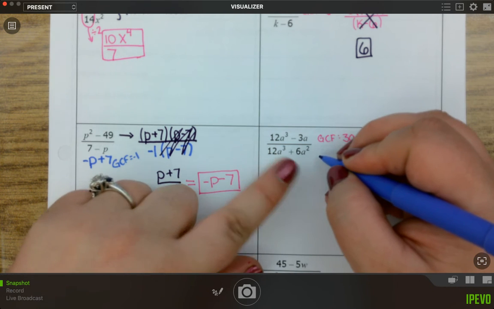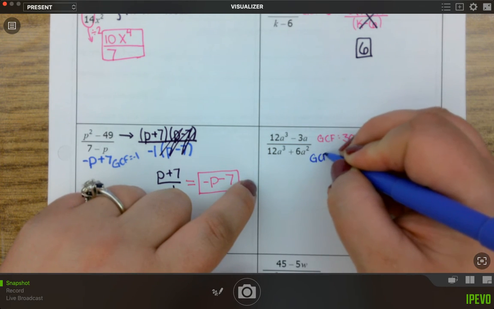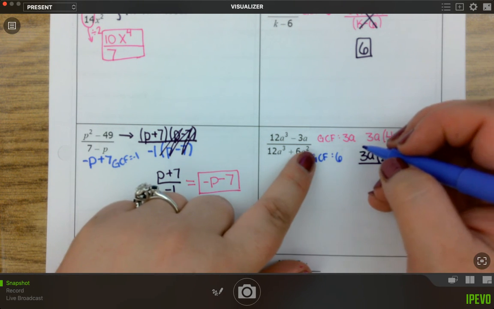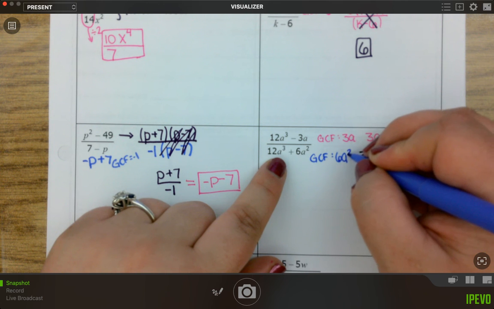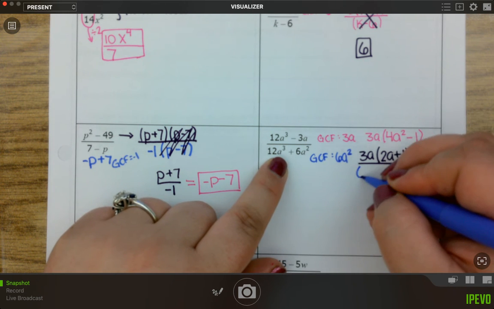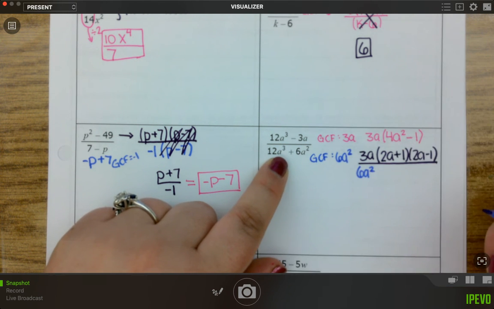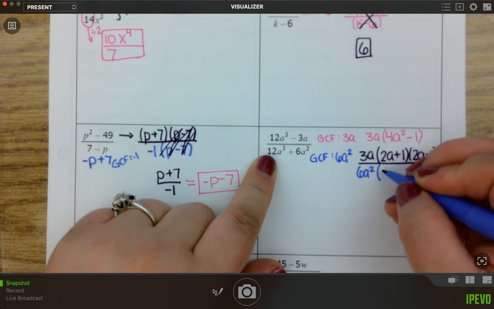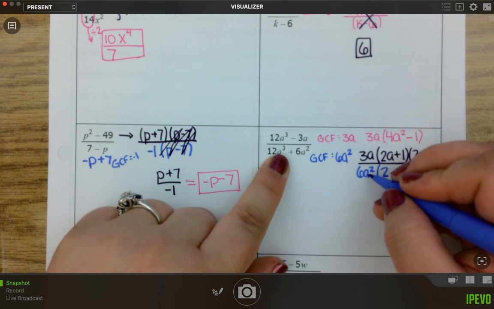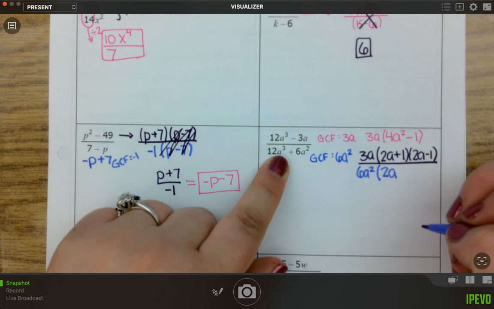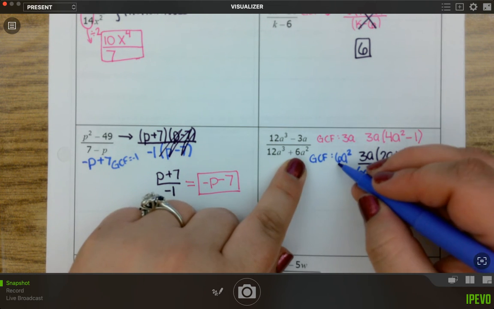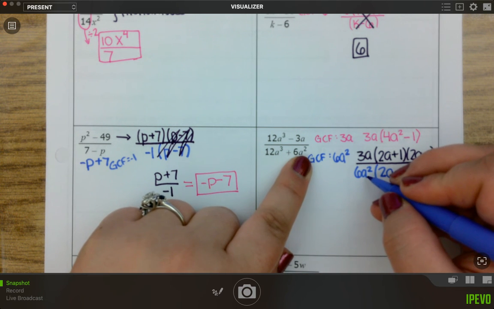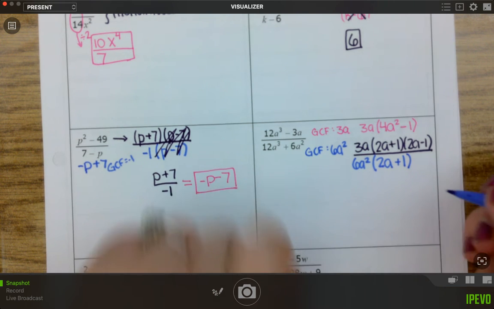I can divide 12 and 6 by 6, so my GCF is 6. And they both have an exponent, so I can actually take away an a squared. So 6a squared is going to go out here. And then 12 divided by 6 is 2. A cubed divided by a squared is a. 6 divided by 6 is 1. And a squared divided by a squared cancel. So that's it.